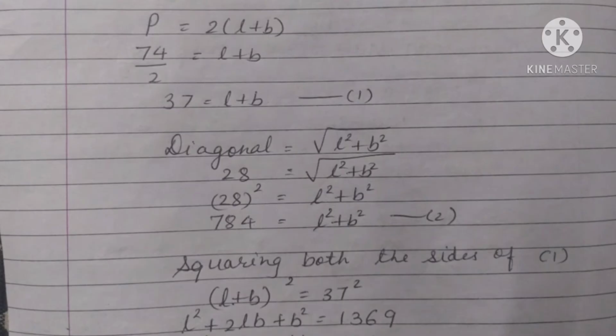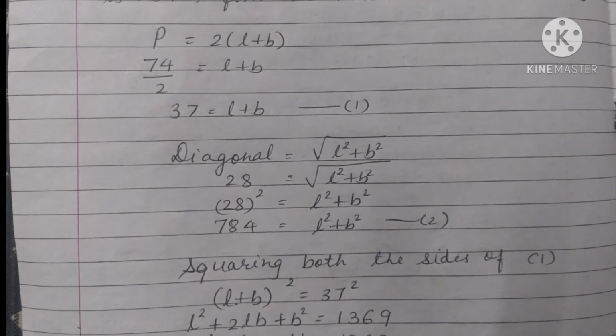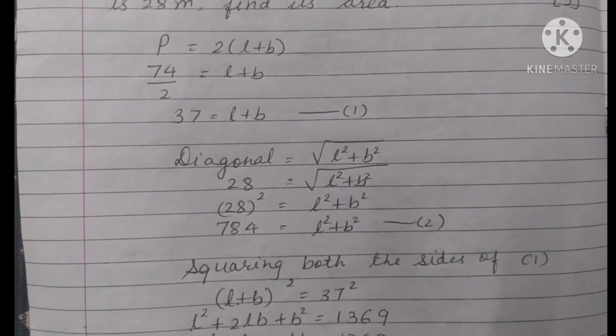Now we want to find the area. For that I take diagonal is equal to square root of L square plus B square. Students, if you draw one rectangle figure and join the diagonal, you will come to know that by Pythagoras theorem we can solve this. So diagonal value 28 is equal to square root of L square plus B square. Squaring both the sides we get 784 is equal to L square plus B square. This is our second result. Now from the first and second result we have to solve these values.